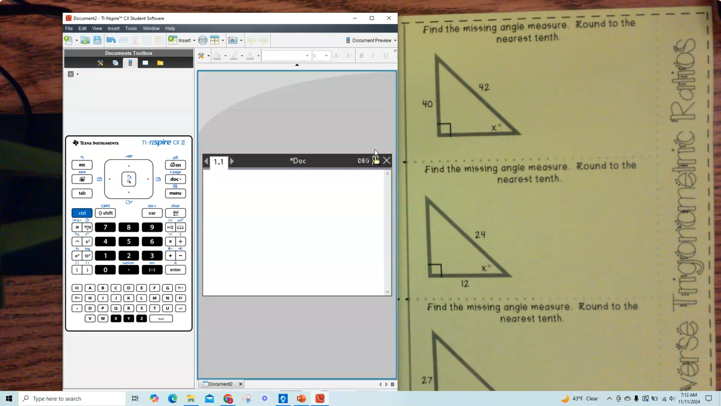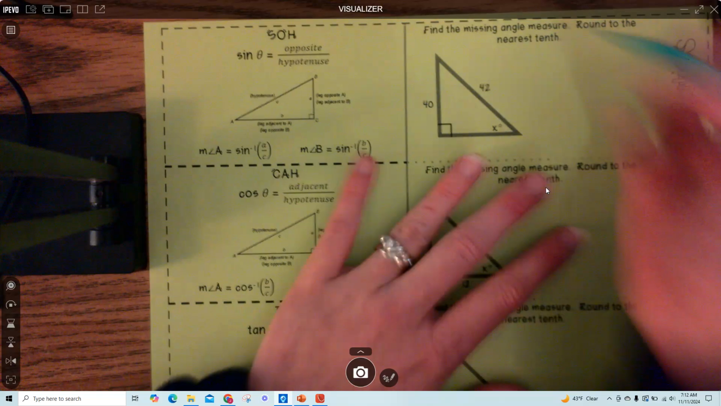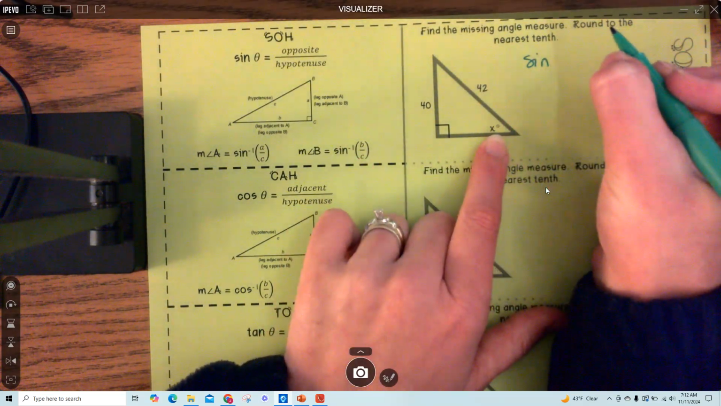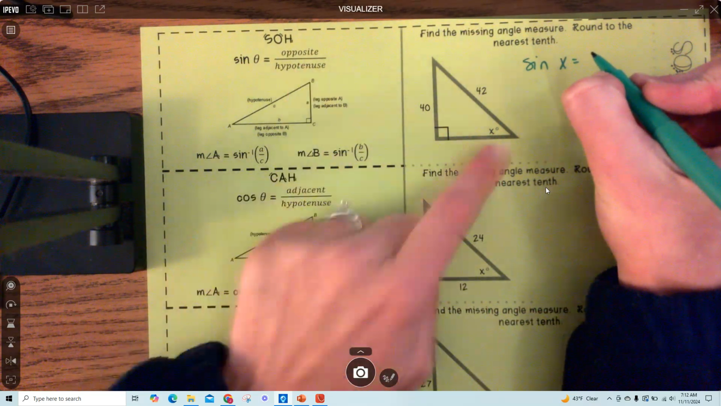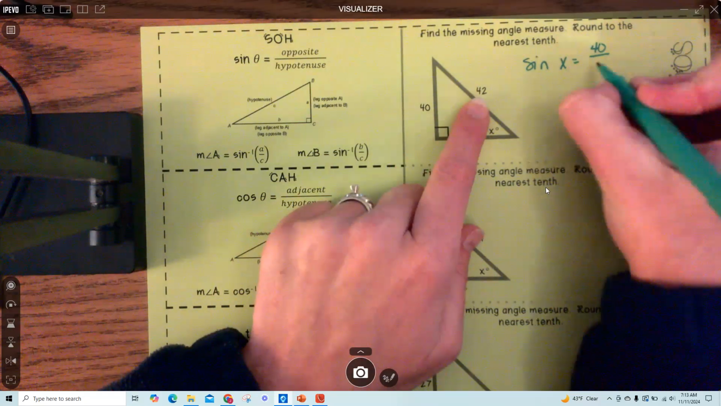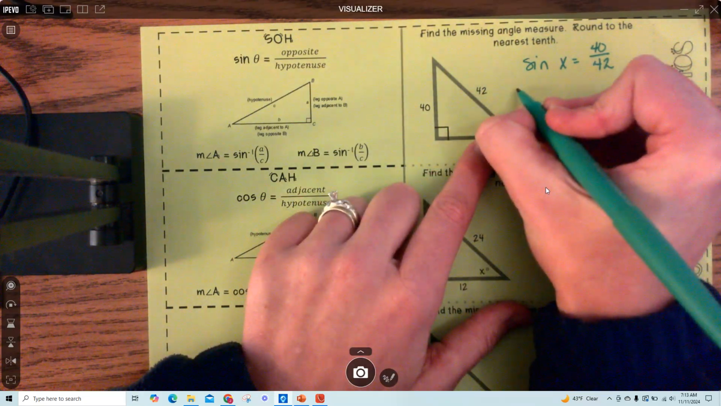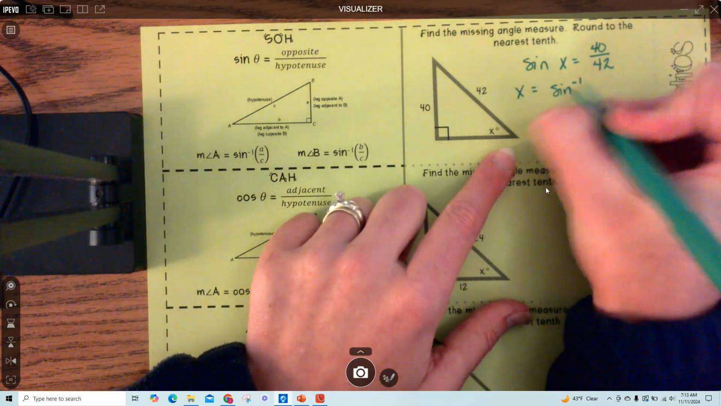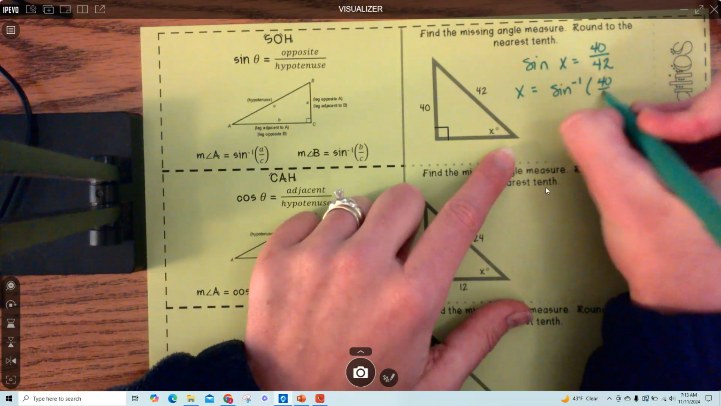So let's set this up without the calculator first, and then I'll show you what to do in the calculator. The sine of angle x is going to be equal to the opposite, so the opposite of x is 40 over the hypotenuse. To find x, to find that angle measure, we can do the inverse of sine. That's what that little -1 means, the inverse. And then 40 over 42.